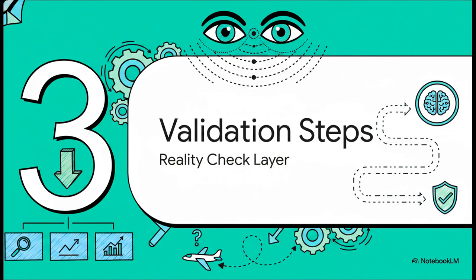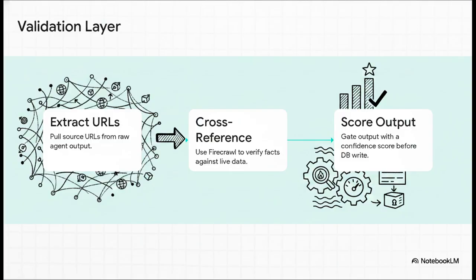Let's move into section 3, validation step-by-step, the reality check layer. So how do we actually implement this validation layer? Here is our logical step-by-step roadmap to eliminate wasted time. Step 1, you extract the source URLs right from the agent's output. Step 2, use an amazing tool like Firecrawl to cross-reference the data dynamically. Firecrawl actually converts heavy JavaScript-rendered sites into clean Markdown so you can verify facts in real time. And Step 3, score the confidence before writing anything to the database.